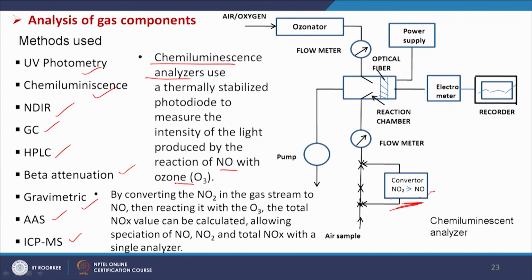That way, this chemiluminescence method can help to determine the NOx concentration in the gas sample, both NO and NO2 as well as the total. So, speciation of NOx is also possible.